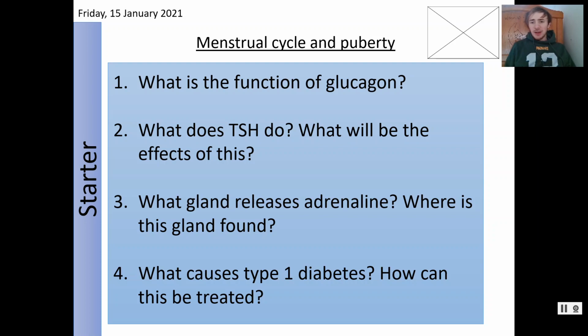What gland releases adrenaline? Well, that is the adrenal glands. And where is it found? On top of the kidneys.